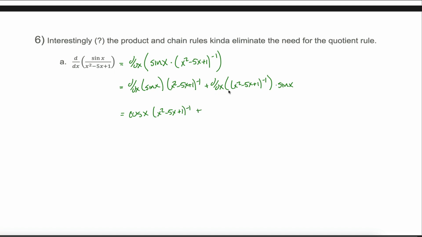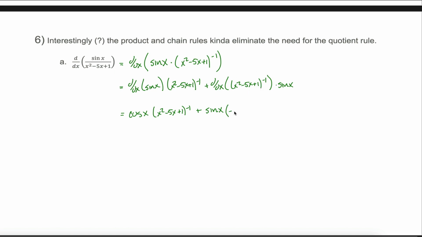But then over here, things are a little bit more complicated. Maybe you'd recognize that you need to use the chain rule here. The outer layer is the stuff raised up to the negative 1 power. The inner layer is the x squared minus 5x plus 1. So I take the derivative using the chain rule and I multiply that by sine of x. So that I don't get confused about where all the pieces go, I'm going to write the sine of x first, and then I'm going to figure out this derivative.